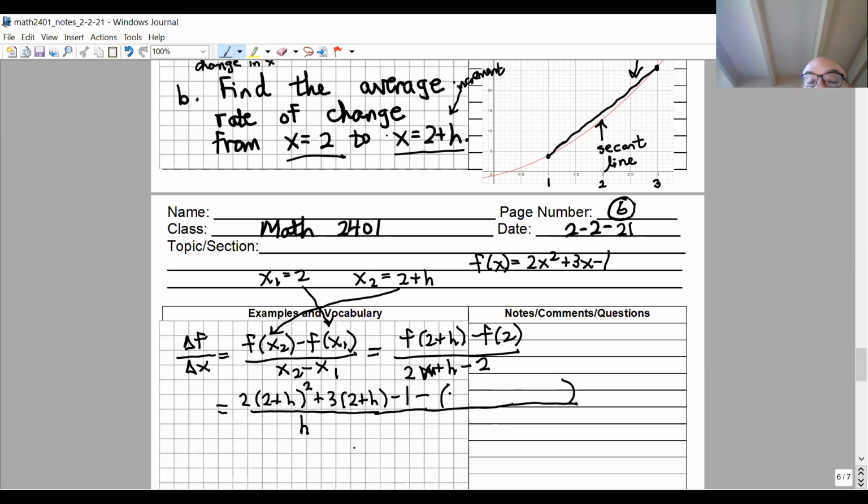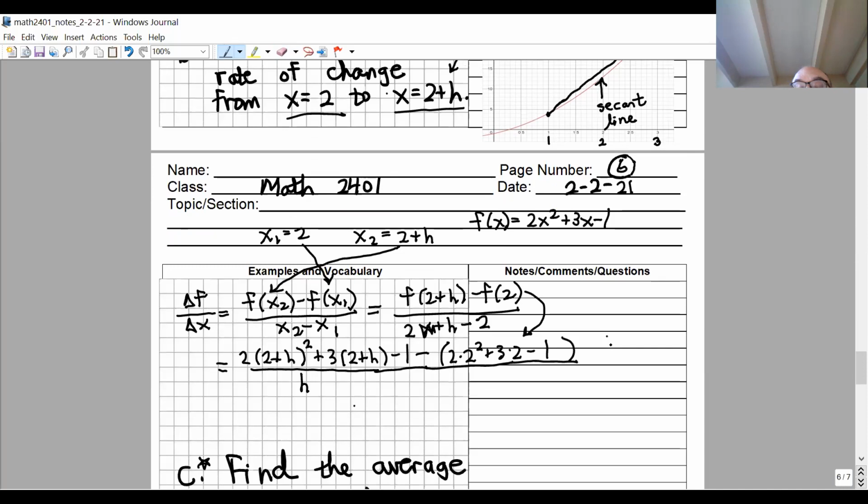So in parentheses, I'm going to write 2 times the 2 squared, because this is 2x squared, plus 3 times 2, right? And then minus 1. And notice you're subtracting all of this in parentheses, right? Because in your formula, you have minus f of 2. See, all of this in parentheses is f of 2, and we're subtracting that, okay? That's just part of the average rate of change formula.